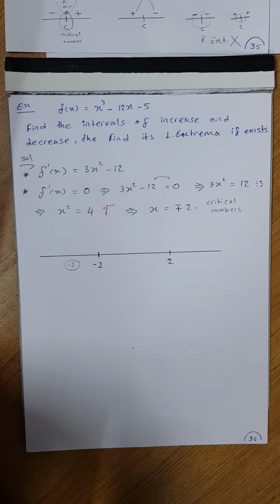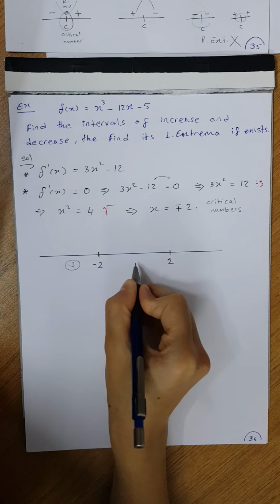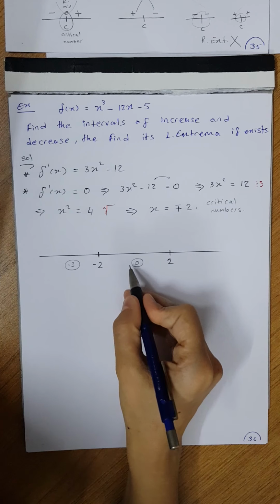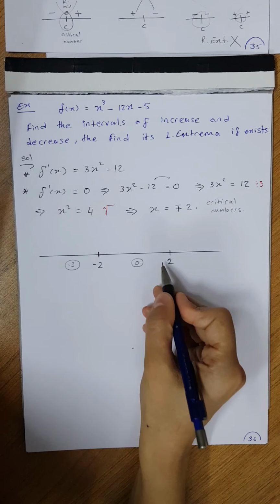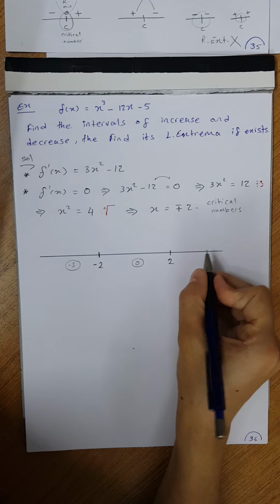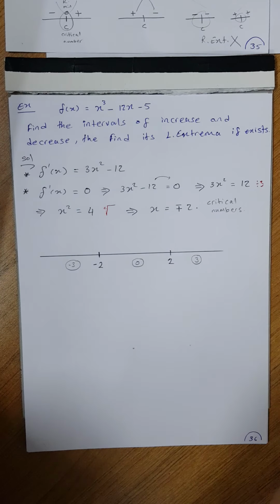But it is better for you to choose a simple number. For a number between negative 2 and 2, 0 is the simplest number. You can also, as I told you, choose other numbers. You can choose negative 1 or 1, it doesn't make a difference, it gives you the same result. And for a number greater than 2, I can take 3.